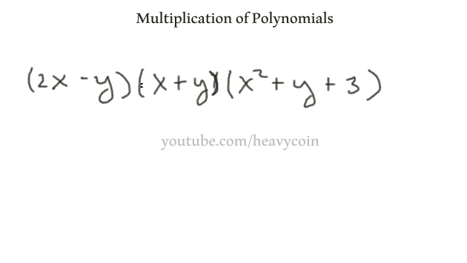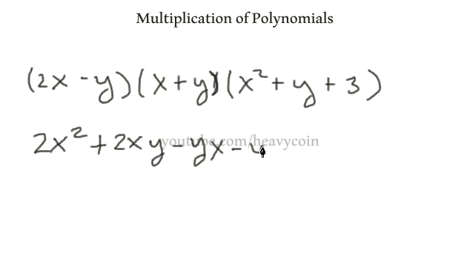So we have 2x times x is 2x squared. And then 2x times y is plus 2xy. And then we're going to go to the next one. Minus y times x is minus yx. Minus y times y is minus y squared.